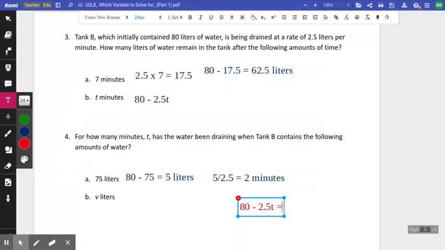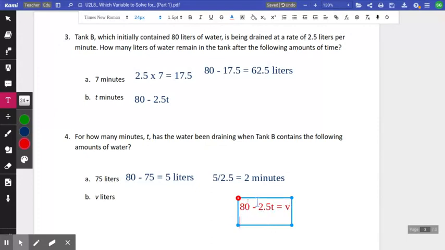That expression there was telling us how many liters of water were in the tank. So I'll say that equals V liters. If I want to write an equation instead for how many minutes have gone by, that means I want to rearrange this equation for t, for time, or our minutes. In order to do that, let's start by getting rid of the constant.